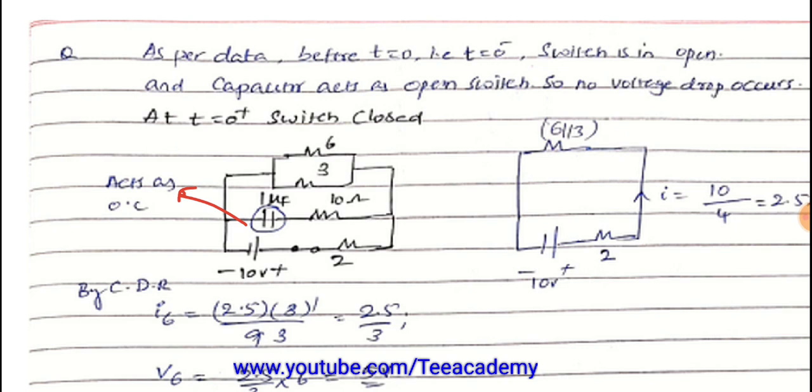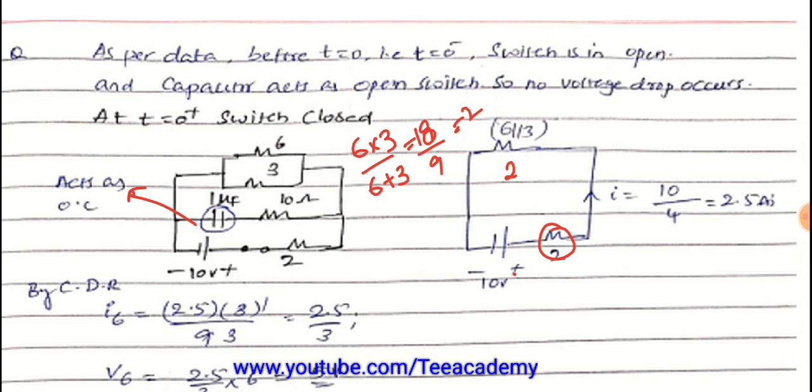Now I have taken the same network, with the plus minus 10 volts and a 2 ohm resistor, and the parallel combination of the other two, 6 into 3 by 6 plus 3, which is 18 by 9, nothing but 2 ohms. So the equivalent here will be 2. Now we need to find the current. I is equal to the entire voltage divided by the total resistance, which is 4, so it is 2.5 amperes. That's what I have written here.